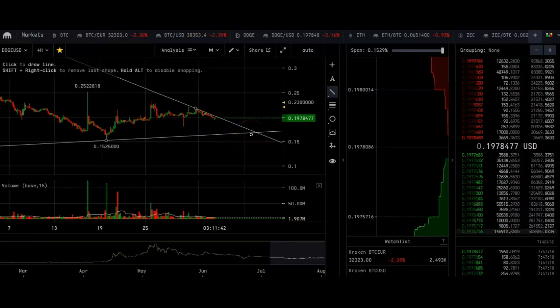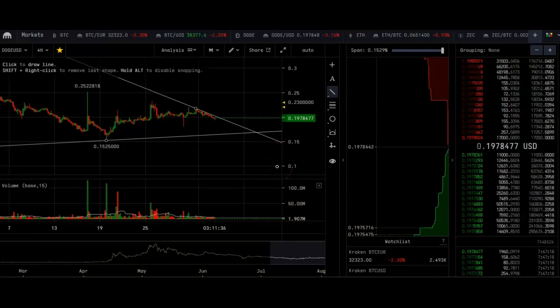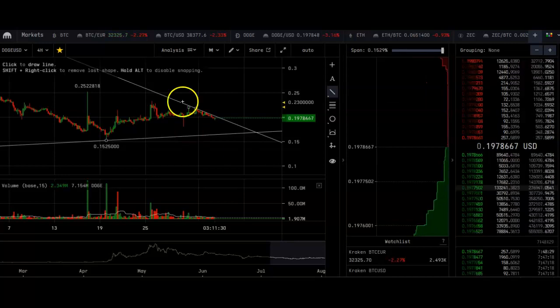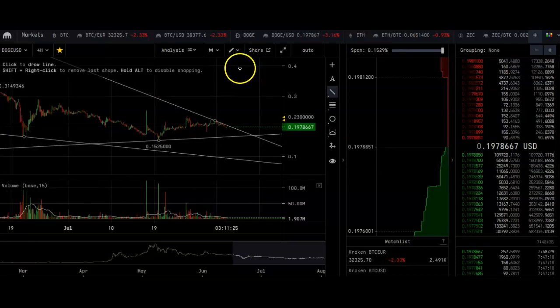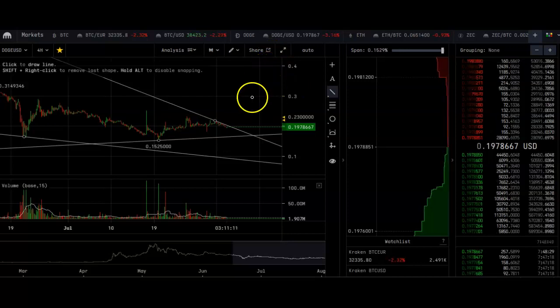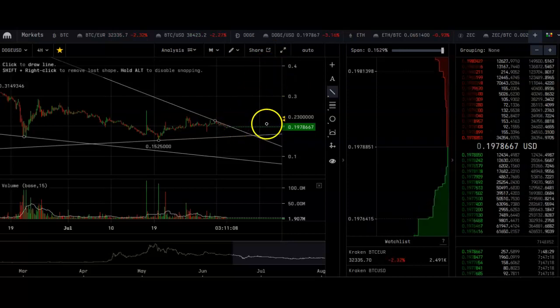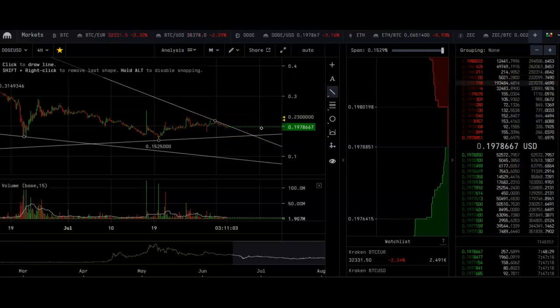I say this could be even worse for Doge, because at 40 cents, 40 cents where we were back here, we're only at 20 cents now. Because Bitcoin was at 40,000, we were at 40 cents. But now we're at 40,000 Bitcoin, and we're at like 20, 21, 22 cent Doge.